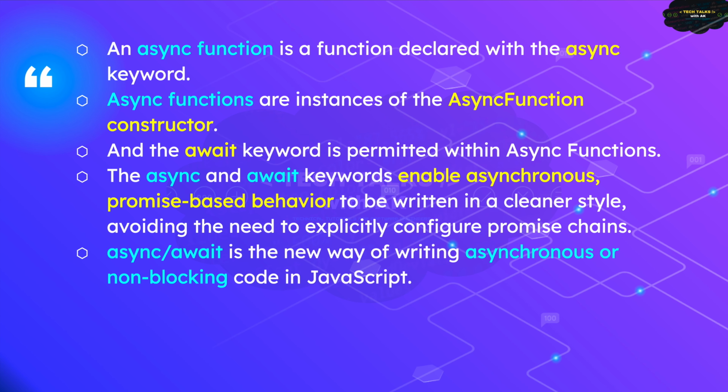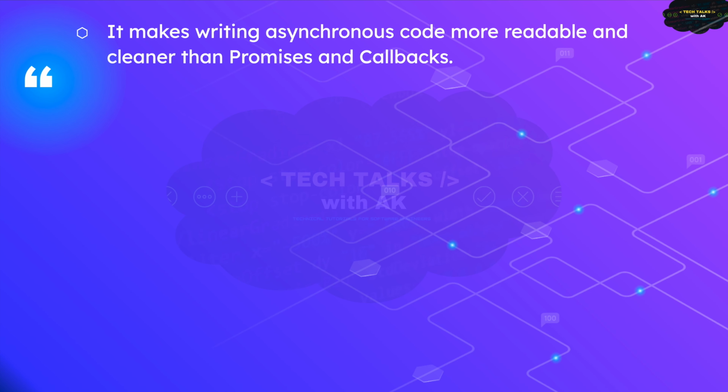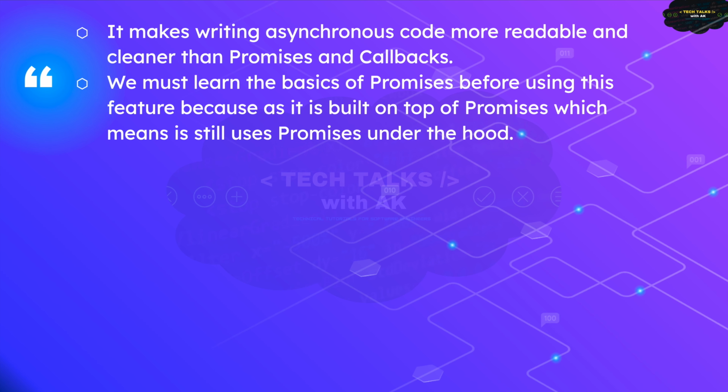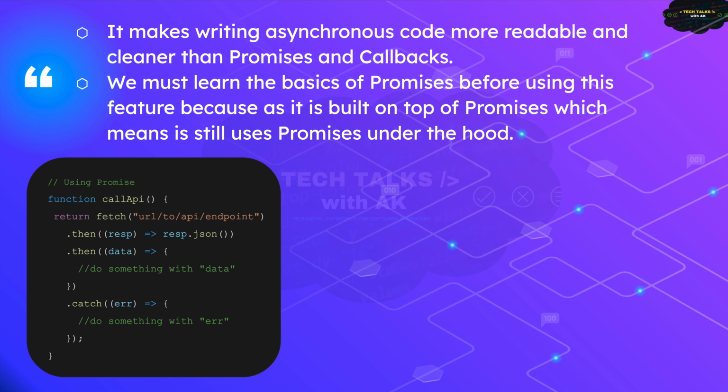Async await is the new way of writing asynchronous or non-blocking code in JavaScript. It is built on top of promises, so under the hood it uses promises. It makes writing asynchronous code more readable and cleaner than promises and callbacks. We must learn the basics of promises before using async and await because this feature is built on top of promises, which means it still uses promises under the hood. Let's look at the example.